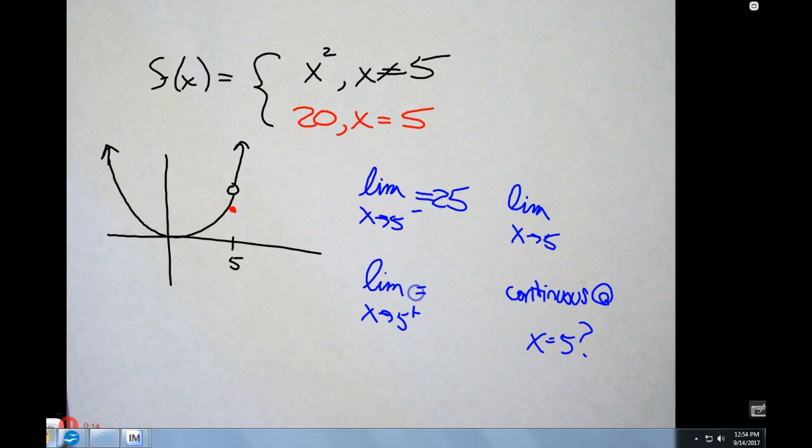What's the limit as I approach 5 from the right? 25. So what's the limit as I approach 5? 25. Is it continuous? No. Why not? The limit and the value don't match, right? There is a limit, there is a value, but they're not in the same spot. This is like somebody built two roads that met and then a bridge in a different spot. I forgot who said that, but that was you. This is David's bridge.